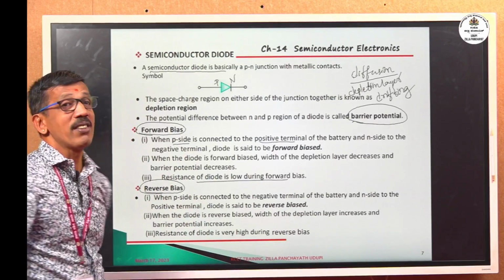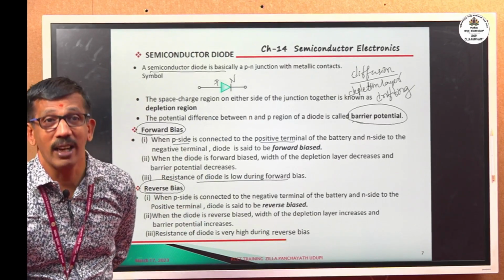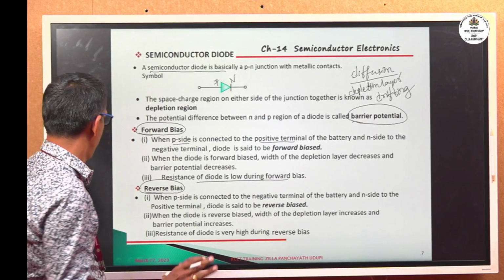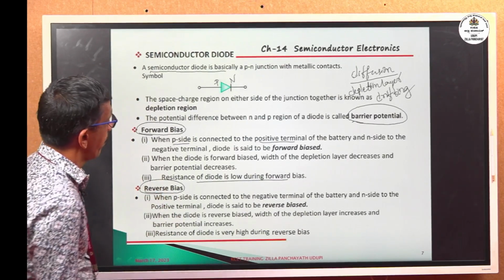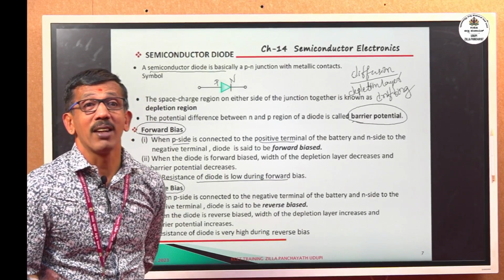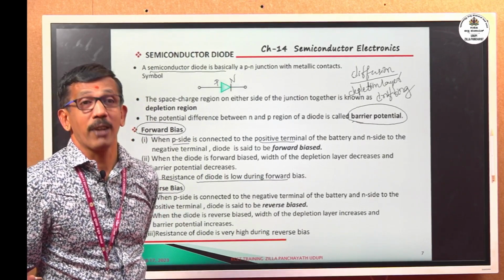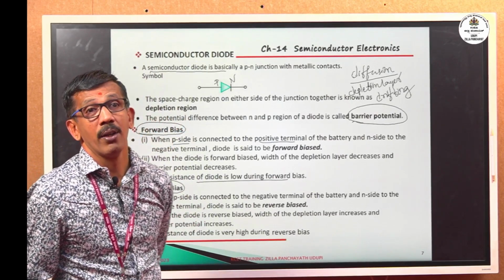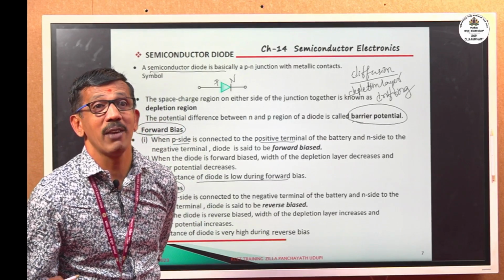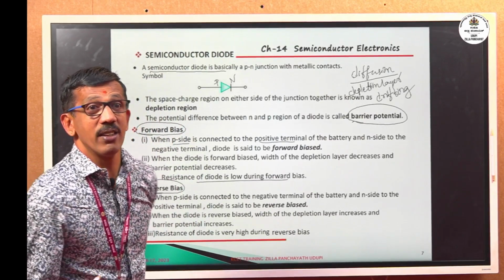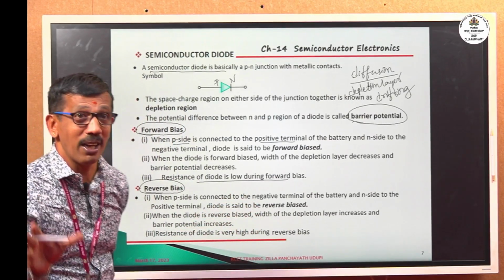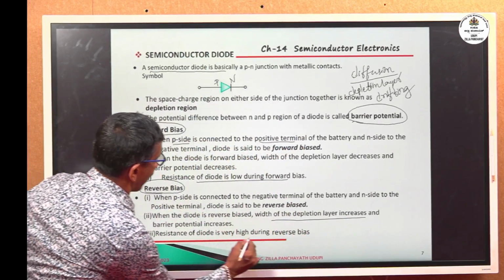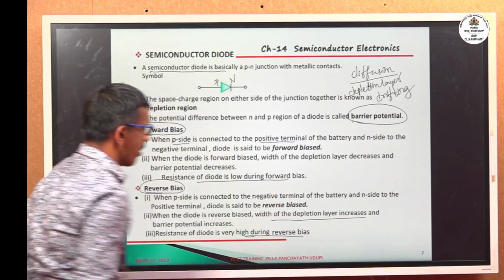The second type is called reverse bias. When the P side is connected to negative and the N side is connected to positive, the diode is said to be in reverse bias. During reverse bias, current due to majority carriers is 0. A small amount of current exists due to the drifting of minority carriers, called reverse saturation current, which is very, very small. The depletion layer width increases and resistance is maximum.